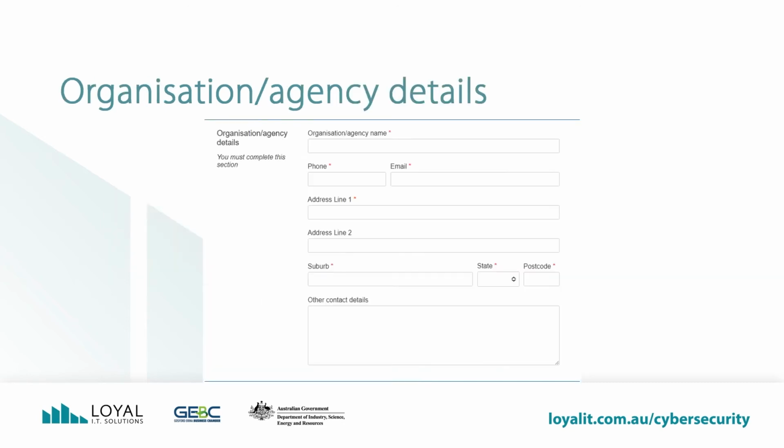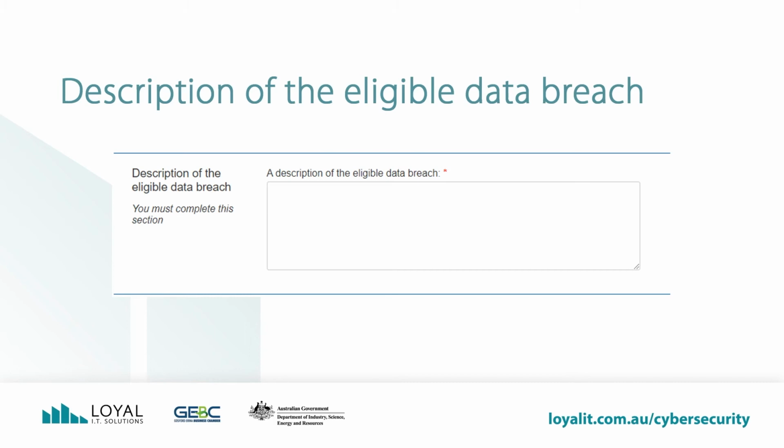Enter all of your business details into the section, including business name, address, contact information, and any other contact details. Scroll down. Fill in a description of the eligible data breach. This is a high-level description of the breach. Note what information was breached, how it was breached, and any software products that were breached. Scroll down to the next section.